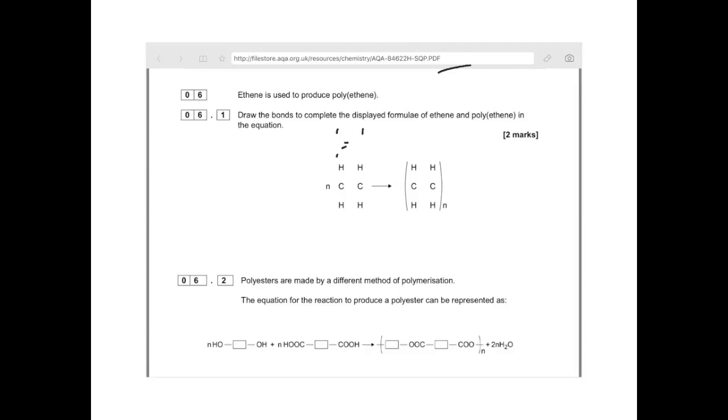And just make sure you count your bonds. So each carbon should have 4 bonds, which it does: 1, 2, 3, 4. And each hydrogen should have 1 bond. And then as soon as it forms polyethene, we know that that double bond breaks, so it becomes a single bond. We elongate the bonds outside of the brackets, and then we just complete as before.